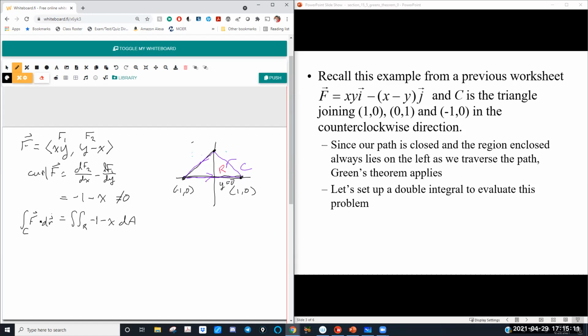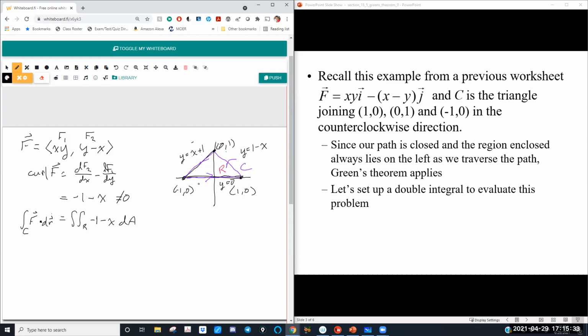This line has a slope of 1 and a y-intercept of 1. Let's put that point up there. That's (0, 1). So that line's going to be y equals x plus 1. This one has a slope of -1 and a y-intercept of 1. So this is y equals 1 minus x.